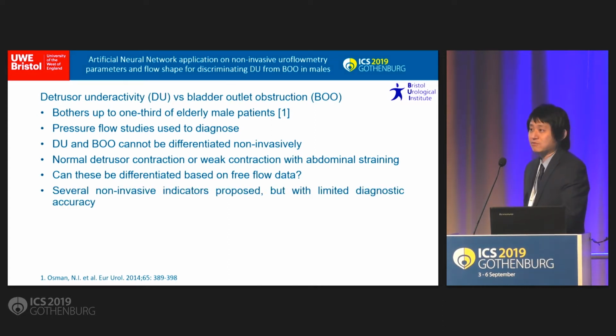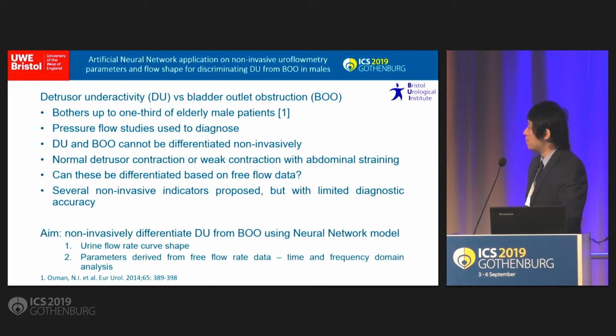So through our last 5 years of research, we have proposed several non-invasive indicators, but each of them has quite limited diagnostic accuracy. At best, it's a little bit above 70% accuracy. So the aim of this research is to use a neural network model to non-invasively differentiate underactivity from obstruction.